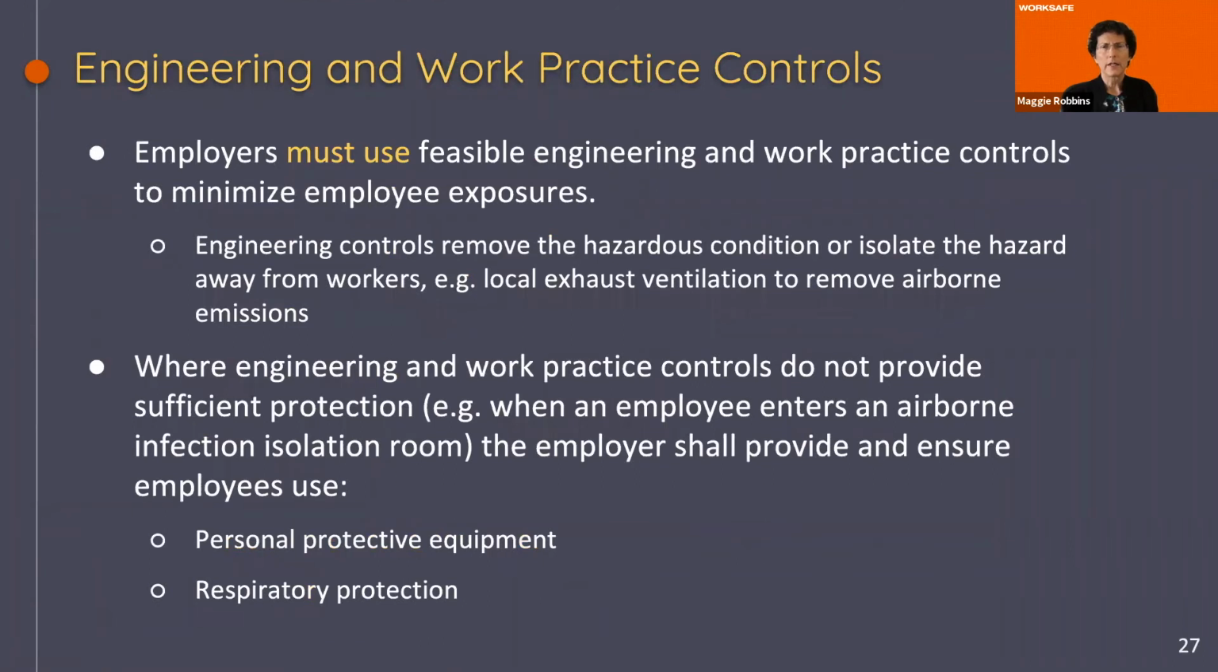And if you were on our earlier workshops, we talked about the hierarchy of controls, that some types of controls are more effective than other types of controls, that engineering controls are the most effective, that work practice controls are intermediate in effectiveness, and that PPE is generally less effective. So this standard actually reiterates that point, saying that employers must use feasible engineering and work practice controls to minimize employee exposure, and that where those don't provide sufficient protection, then personal protective equipment can be used.